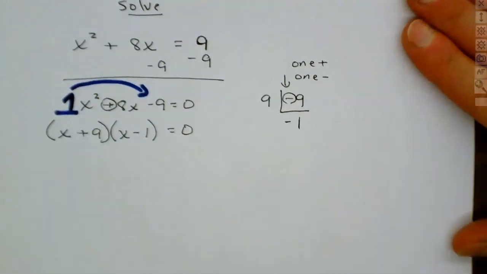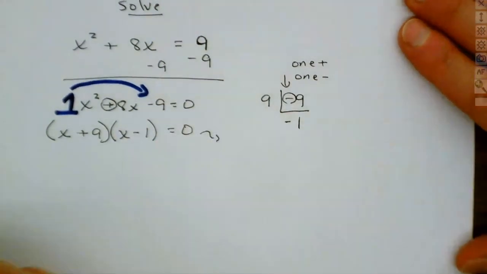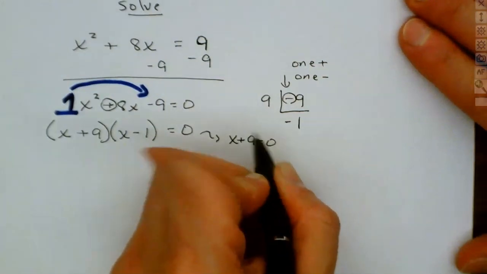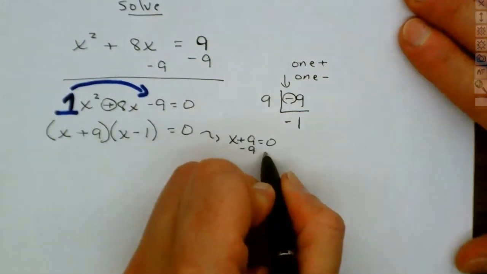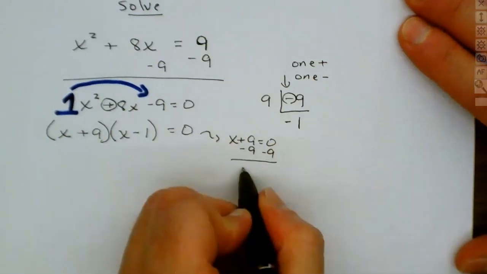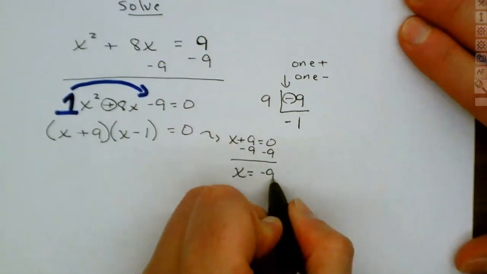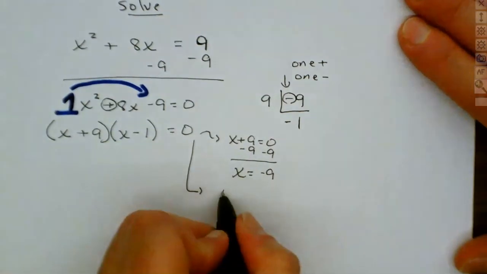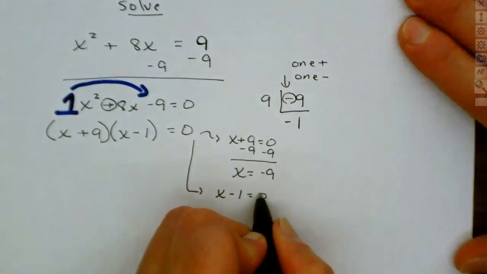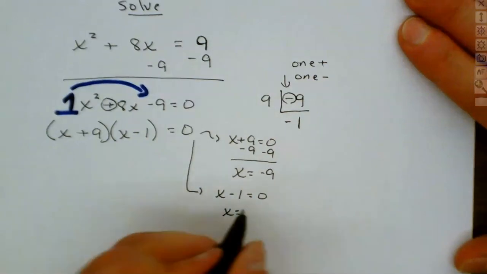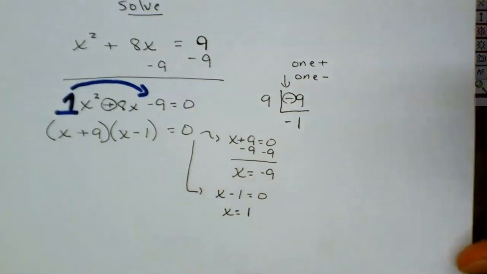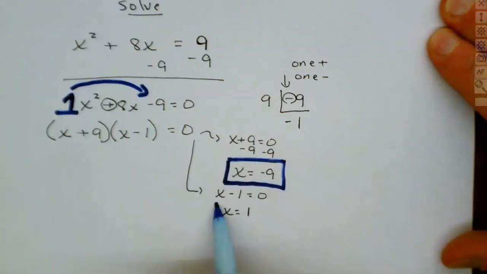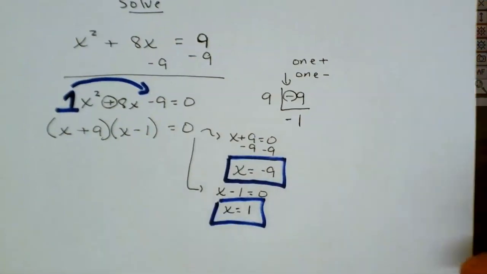And so now we can get our two solutions. So what are our two solutions? Well, x plus 9 equals 0. We'll move the 9 over. So one solution is x equals a negative 9. The other one is x minus 1 equals 0. Moving our 1 over, x equals then 1. So here are our two solutions, negative 9 and positive 1.